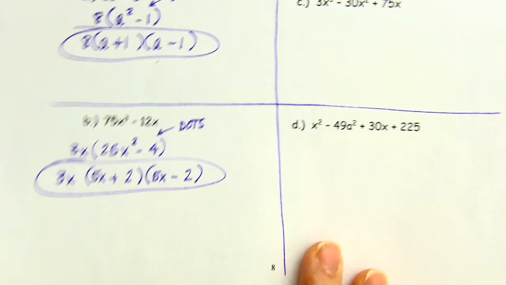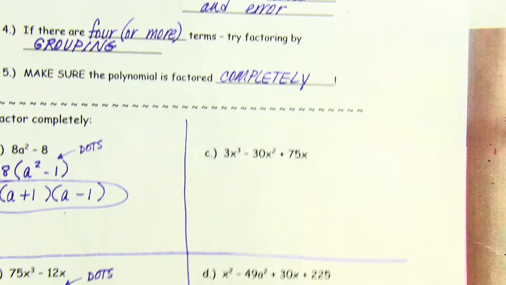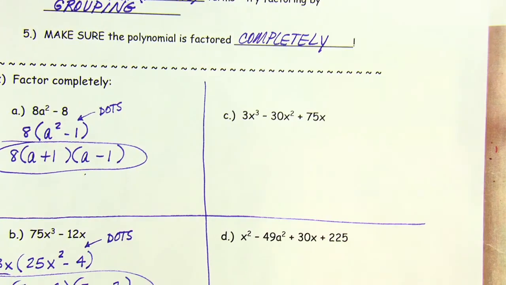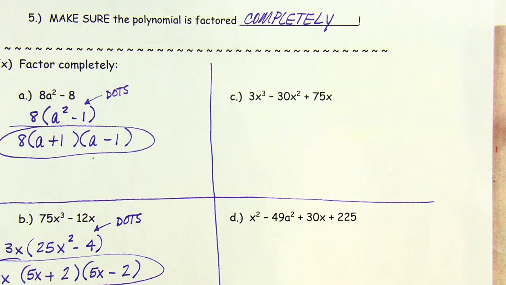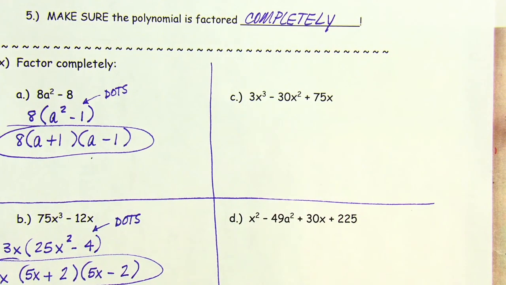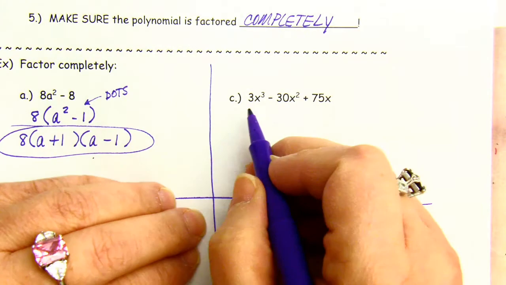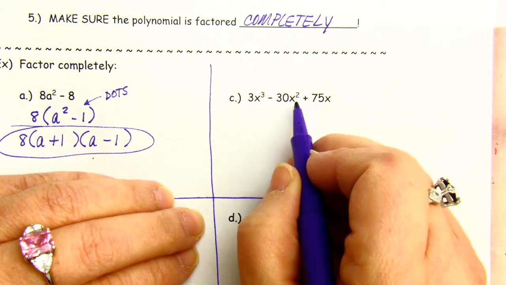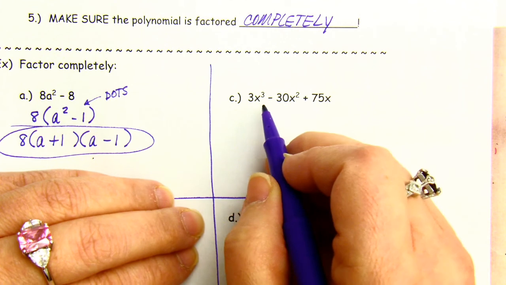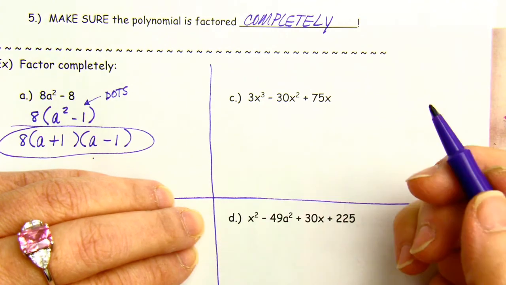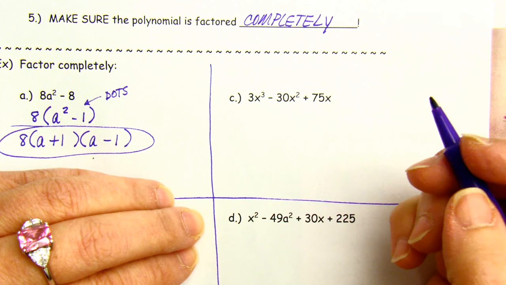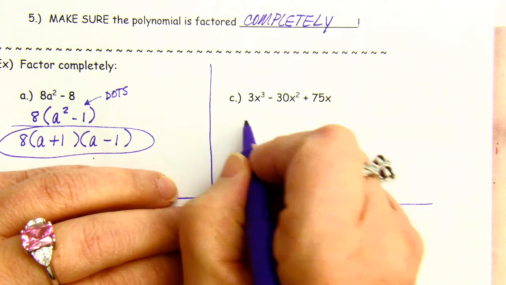Letter C, I've got 3 terms. This could be trial and error. I don't know. I want to look for a GCF first. Is there a GCF? You say, yes, there's a GCF. They all have an x. This one's got 1x. This one's got 2. This one's got 3. So the most I could take out of each is 1. 3 divides all of those coefficients. So I'm going to take out a 3x again.